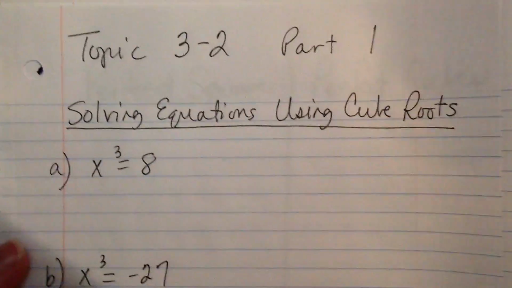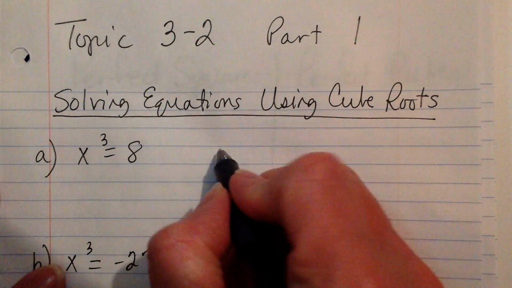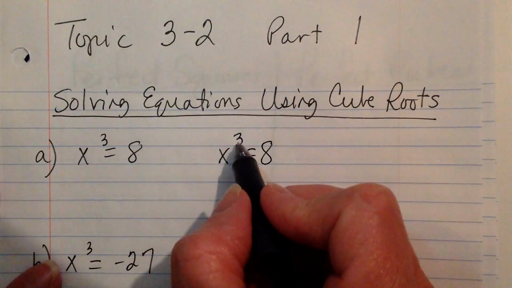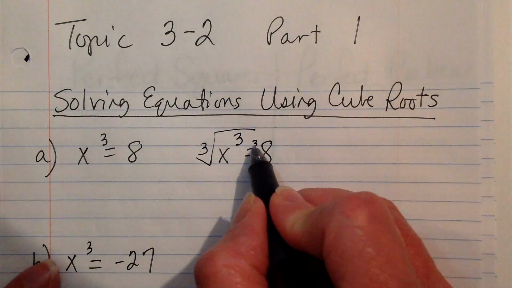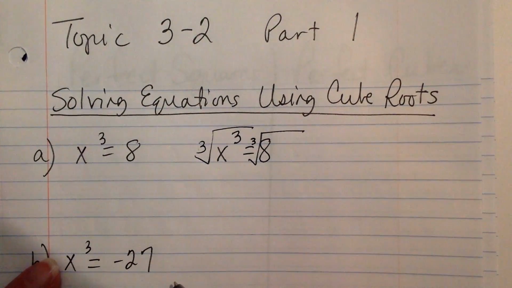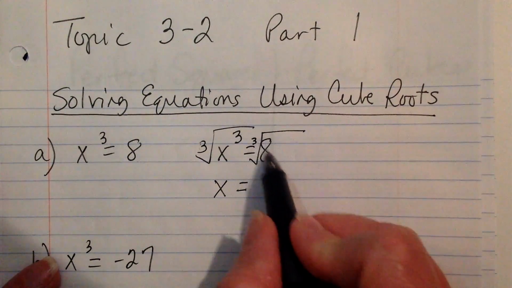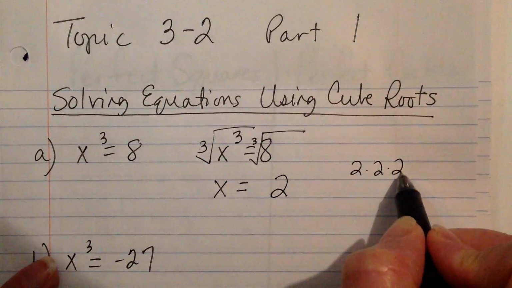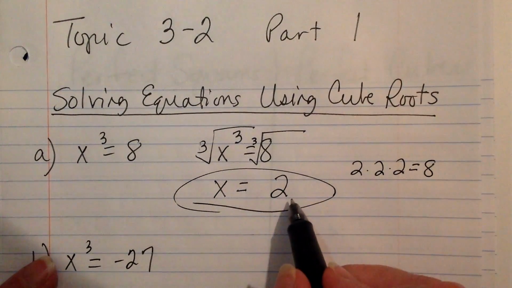Let's look at a few more examples. Solving equations using cube roots. Looking at this problem, x cubed equals 8. To solve this cubic equation, let's take the cube root of each side. Well, the cube root of x cubed gives you x is equal to, the cube root of 8 gives you 2, because 2 times 2 times 2 equals 8. The cube root of 8 is 2.